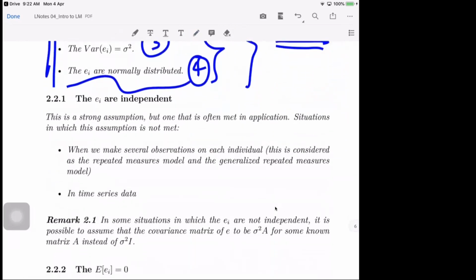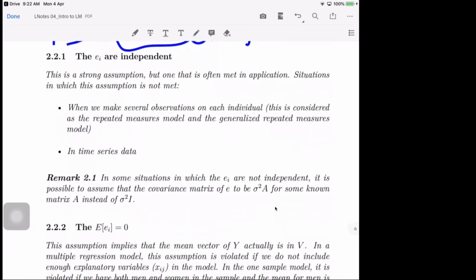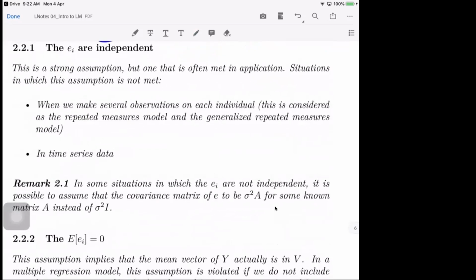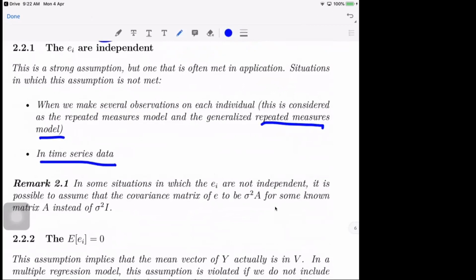Now let's discuss the meaning of the different assumptions. The ei's are independent. This is a strong assumption, but one that is often met in applications. Situations in which this assumption is not met are when we make several observations on each individual, which is considered a repeated measures model and generalized repeated measures. So when you have a repeated measures model, this assumption is usually violated. And when we have time series data, this assumption is usually also violated.